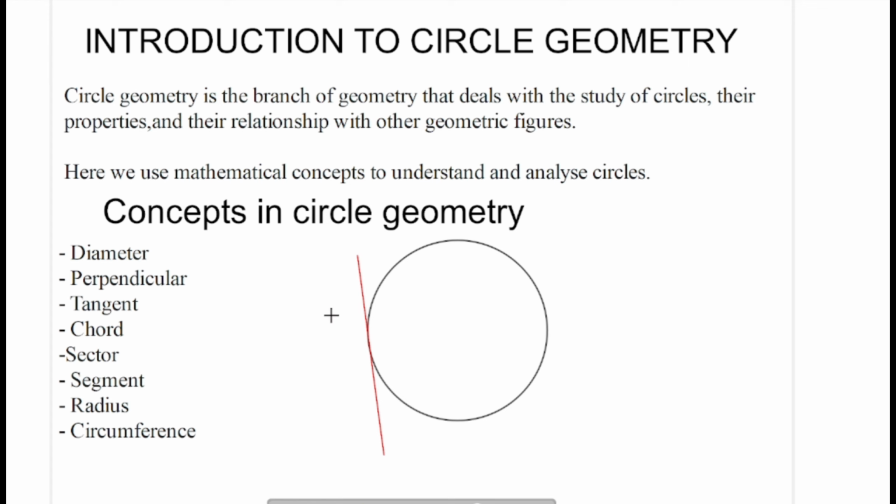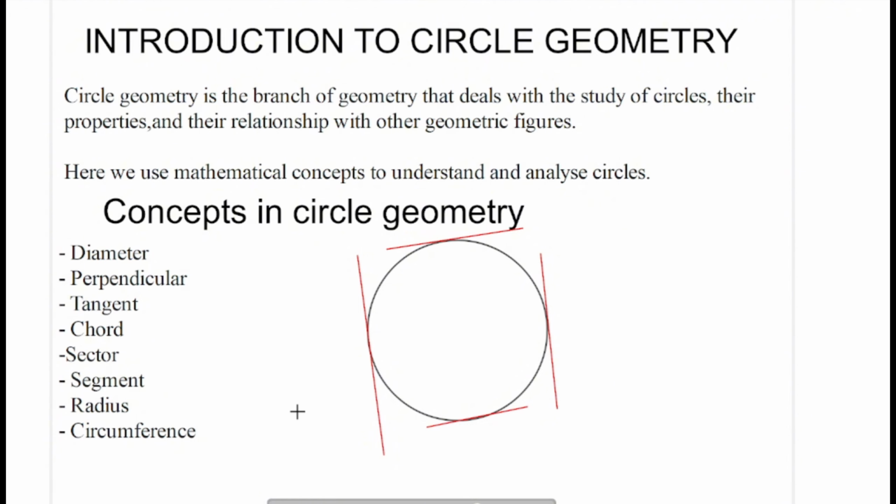And the thing with the tangent is that you can find it at any part. It can be here, it can also be here, it can be anywhere. As long as it's a straight line and it's touching the circle, that's a tangent.